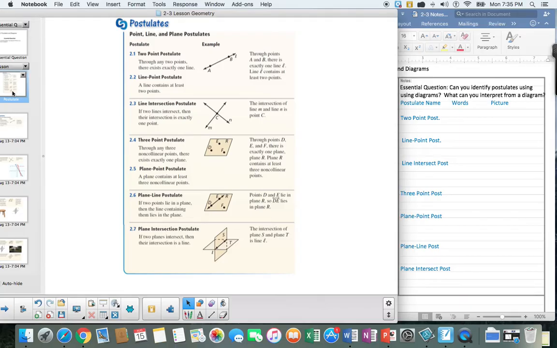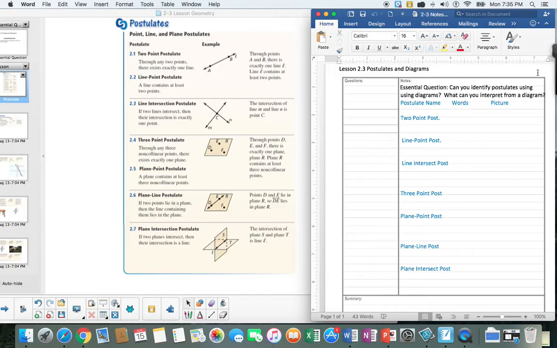I know this is overwhelming, so we're going to go 2 or 1 at a time so we can get in more depth. Now, at the moment, our note should look something like this. You should have the 7 postulates spread out. We have the postulate name, we have the words that go with it, and we have a picture. So let's start with the first 2.